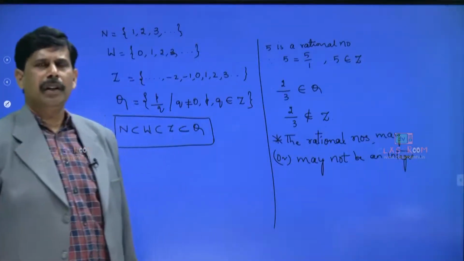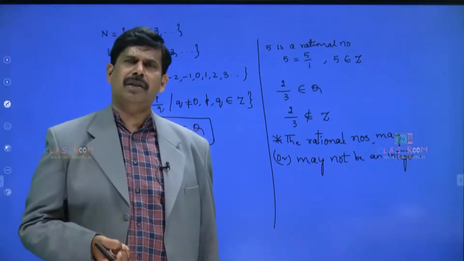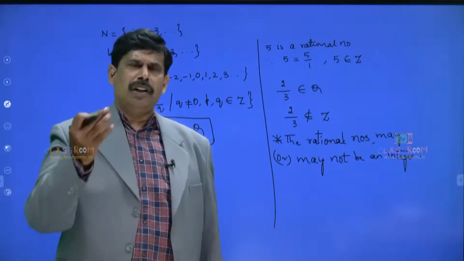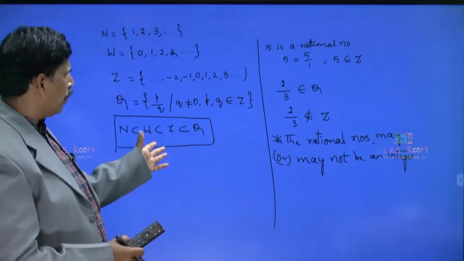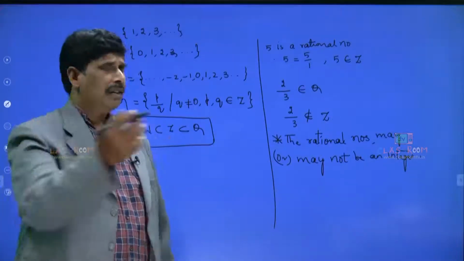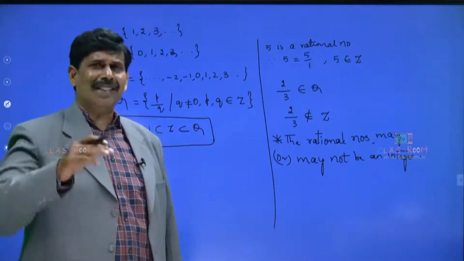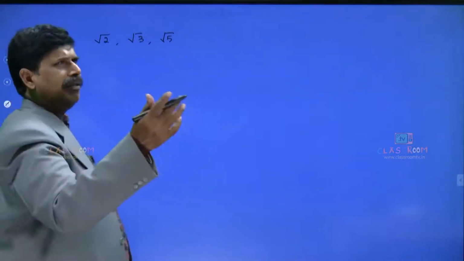Is it clear, children? Now, let us see some kind of numbers. We learned what are natural numbers, what are whole numbers, what are integers and what are rational numbers. So the naturals are a subset of whole numbers, whole numbers are a subset of integers, and integers are a subset of rational numbers. Let us see some kind of numbers. Say suppose you take the number root 2, you can have another number root 3, you can have another number root 5, something like that. These kind of numbers I am taking now.